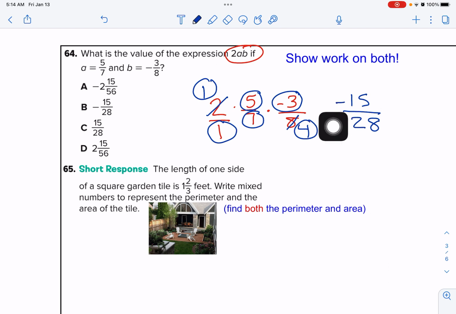And it doesn't matter if the negative's up here at the 15, like when I talk through it, or if it's off to the side and just with the whole fraction. They all mean exactly the same thing.